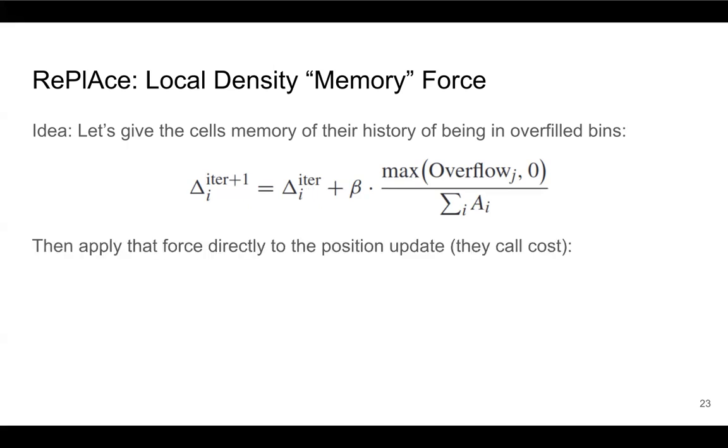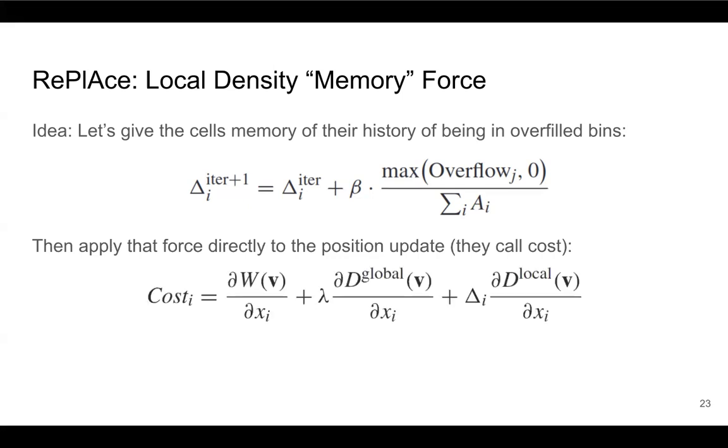Then what we do is apply the force directly to the position update, which they call cost, which means we actually take the derivative and then multiply the derivative by delta I. This is different than multiplying the d local and then taking the derivative. It's almost like we took delta I times x of I inside the d local. I find this the strangest part of the whole paper because we've lost physical meaning, since this would imply that this is a multiple of the position times this scalar term inside the original density equation, which is very strange, but this is what they claim to do.